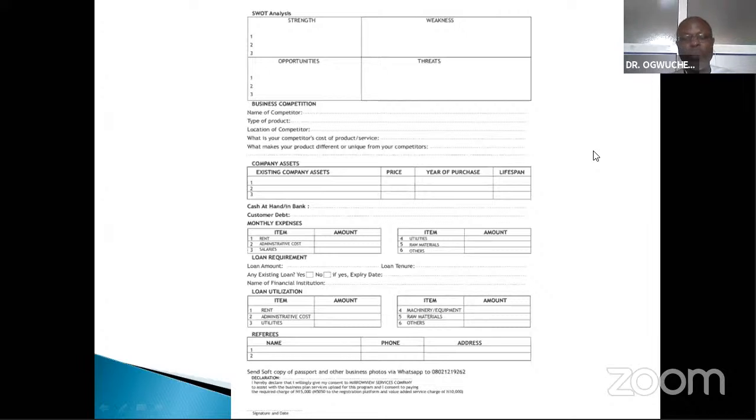Okay, what are the opportunities? Remember, we say opportunities are external factors, they are external to you. These are things that you don't have control over. So you could find them in things like favorable government policy for agriculture.